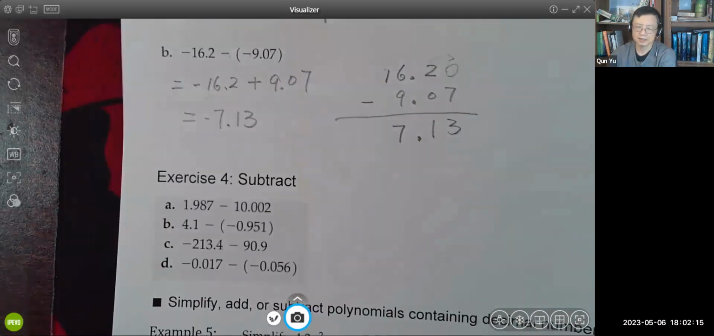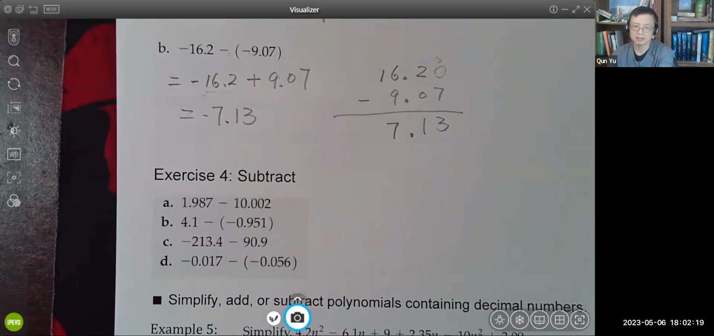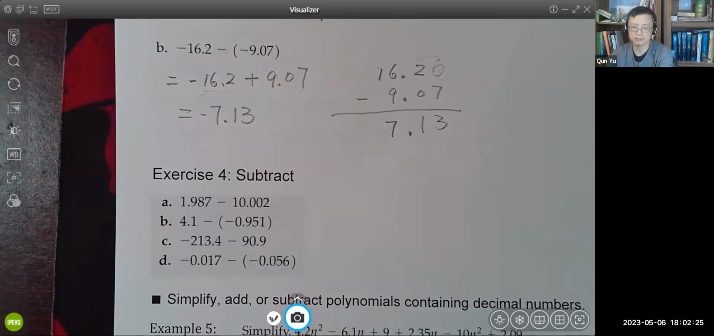And exercise, like in any video, the answers to these exercise problems are in the comment area below the video.